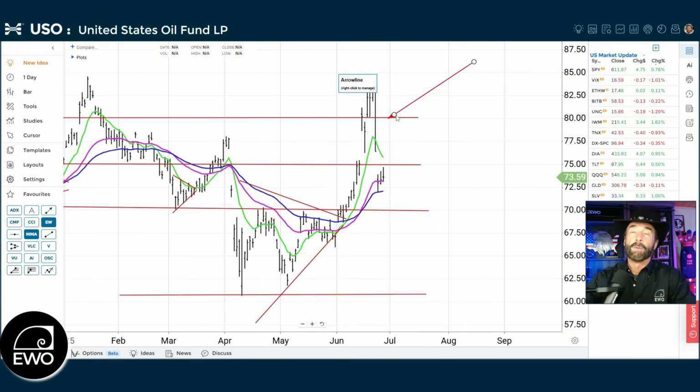I don't necessarily think we come back and test 80 unless something changes on the war front, et cetera. But for now, we did give back a lot of that vertical move up. So I do think we consolidate a bit here with maybe a tiny bit of a drift higher. We'll see how that plays out as well.